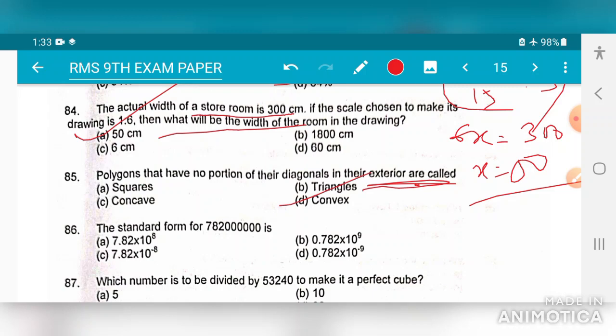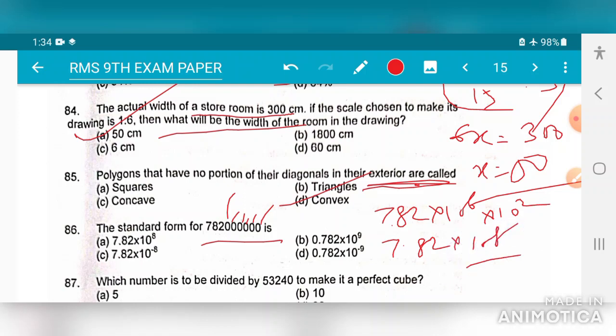The standard form of 782 into how many zeros? 1 2 3 4 5 6. Okay, that means 782 into 10 to the power of 6. So by putting the decimal point here, 7.82, we multiply and divide with 10 square. So the answer is 7.82 into 10 to the power of 8.